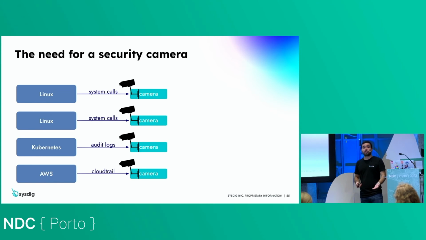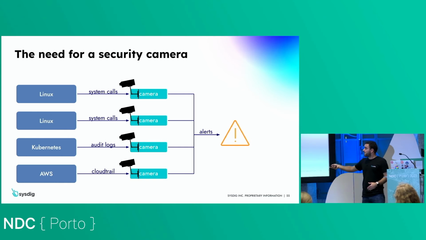In AWS, you have CloudTrail. In GCP, you have the equivalent, right? And the camera here, you want to basically collect all those events. You want to run those events against a set of alerts that you have pre-configured, and you want to be alerted about the ones that actually matter.